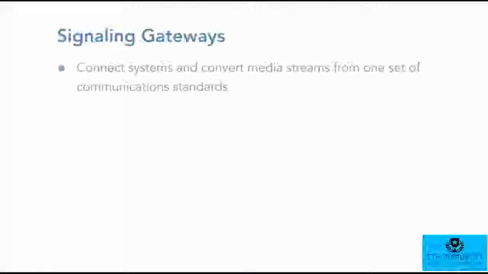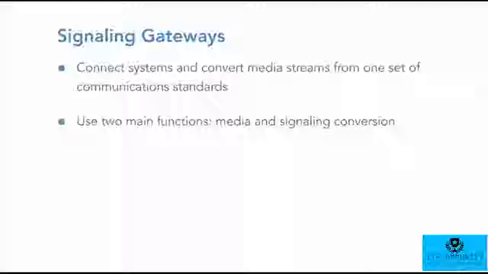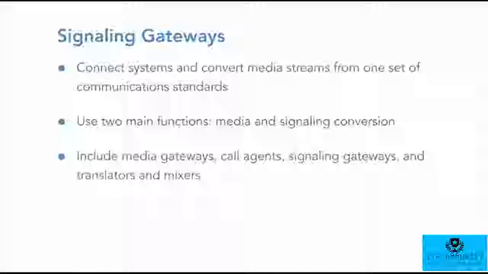As media travels through networks, gateways are devices that adjust to the different network signaling requirements and convert media streams from one set of communication standards to another. Gateways have two main functions: media and signaling conversion. Gateways include media gateways, call agents or media gateway controllers, signaling gateways, and translators and mixers.